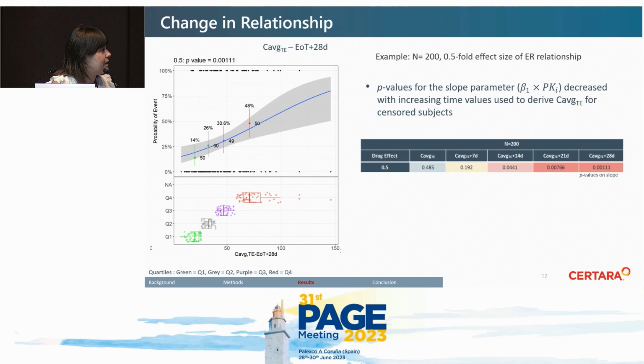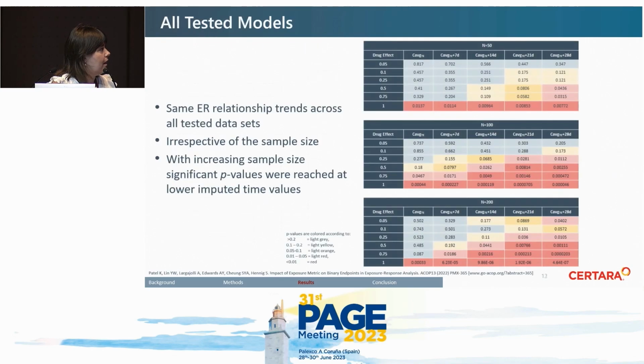So here are the p-values in the table, and basically we saw that the p-values on the slope parameter decreased with an increasing time used to derive time average concentrations for censored subjects. Now you want to know how it looks for all the other simulations and logistic regressions that we did afterwards. We saw exactly the same trend for all ER relationships across all the tested data sets, irrespective of sample size.